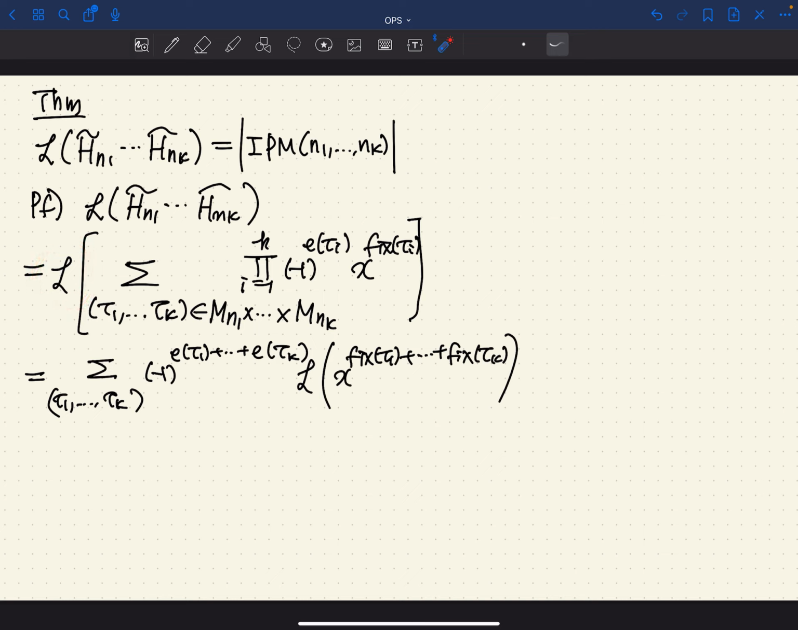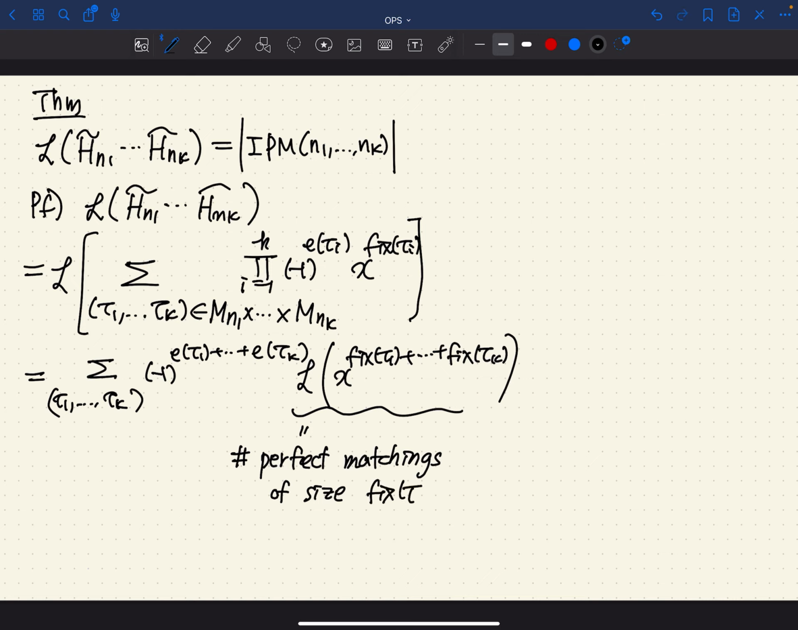But now you see, this is nothing but a moment. It's like mu sub this. So this means the number of perfect matchings of size fixed tau 1 plus dot dot dot fixed tau k. Is that right?